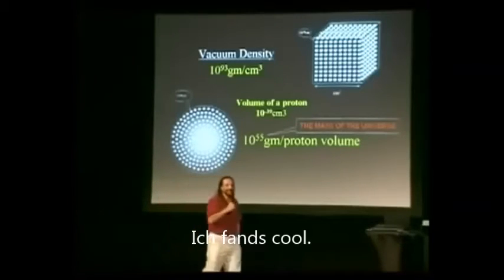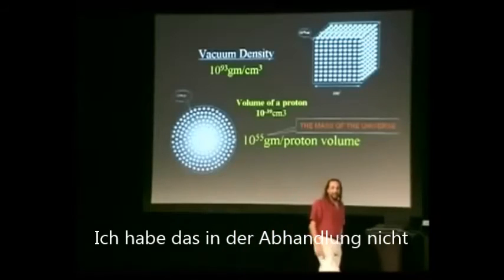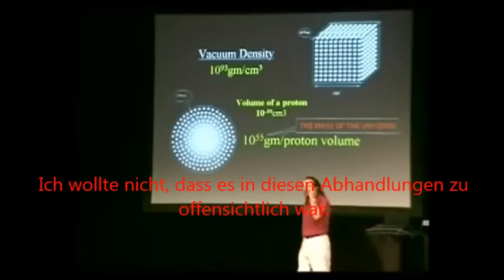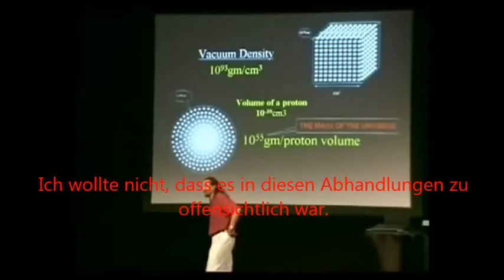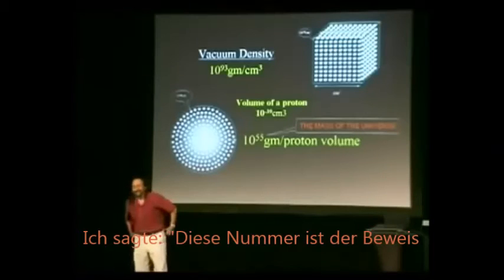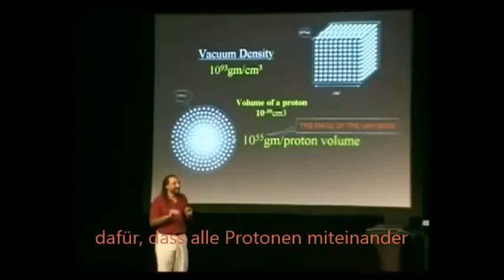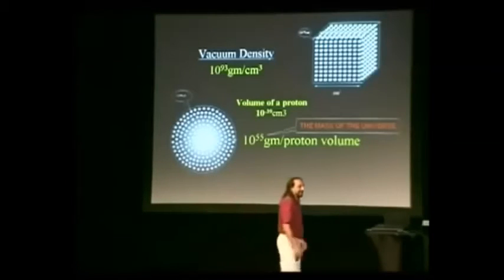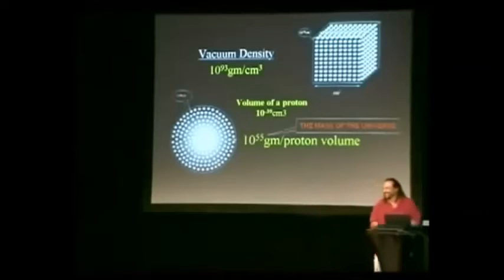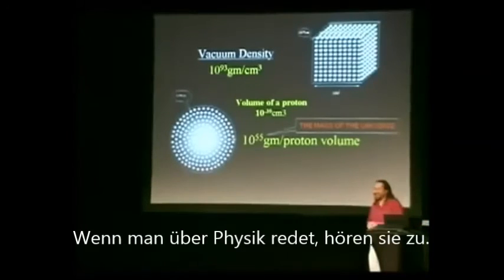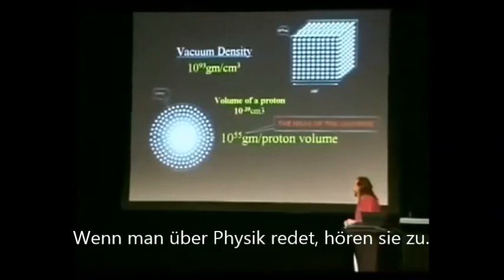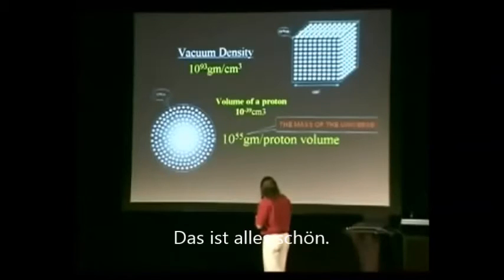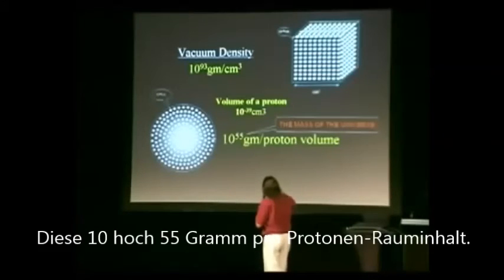I thought that was cool. I didn't mention it in that paper, I didn't talk about oneness. Don't want to be too obvious in those papers. I said, oh, this number is evidence that all protons are entangled. If you use physics terms, then they'll listen. And so this is all nice, this 10 to the 55th gram per proton volume.